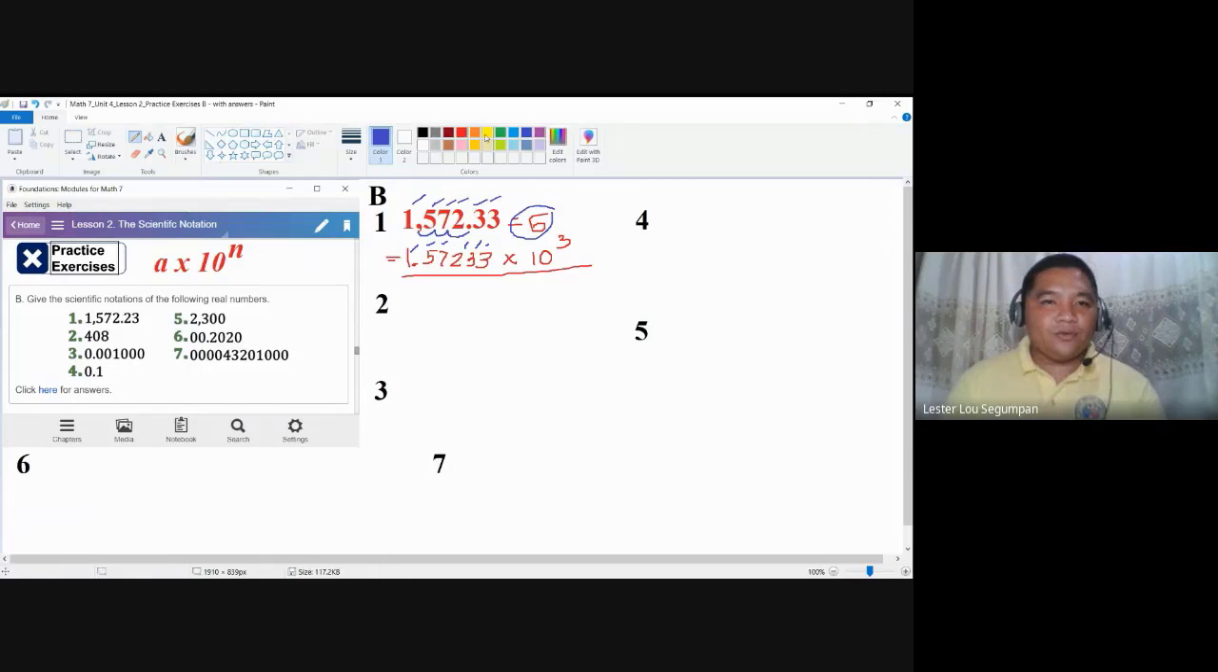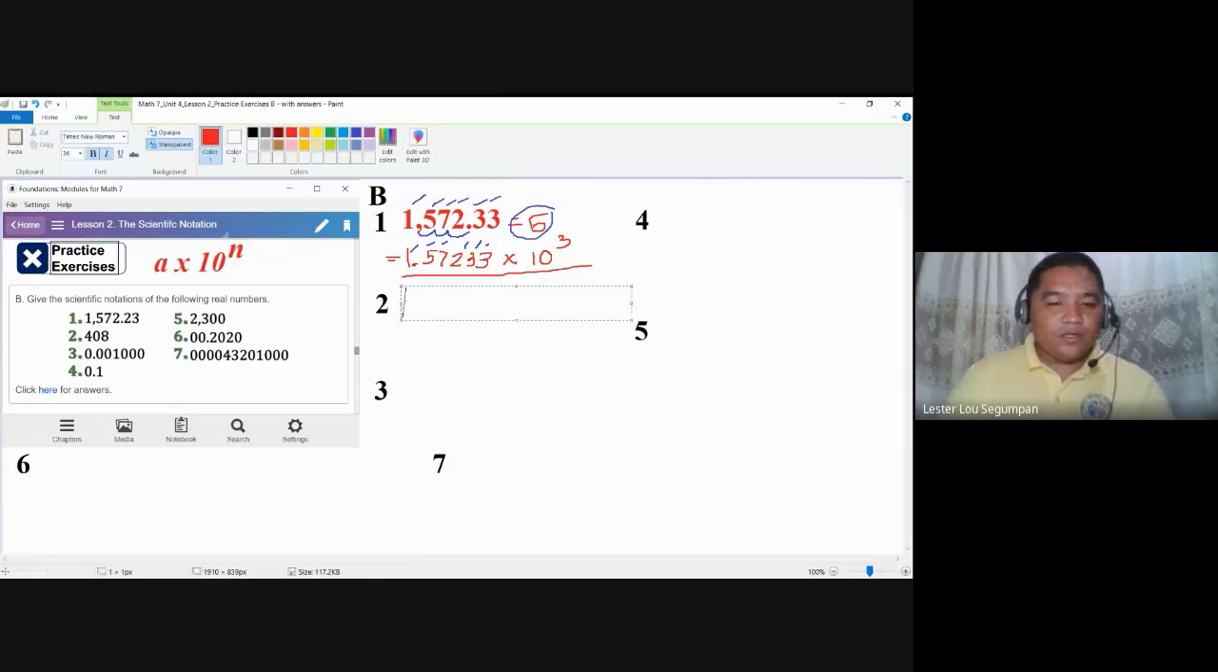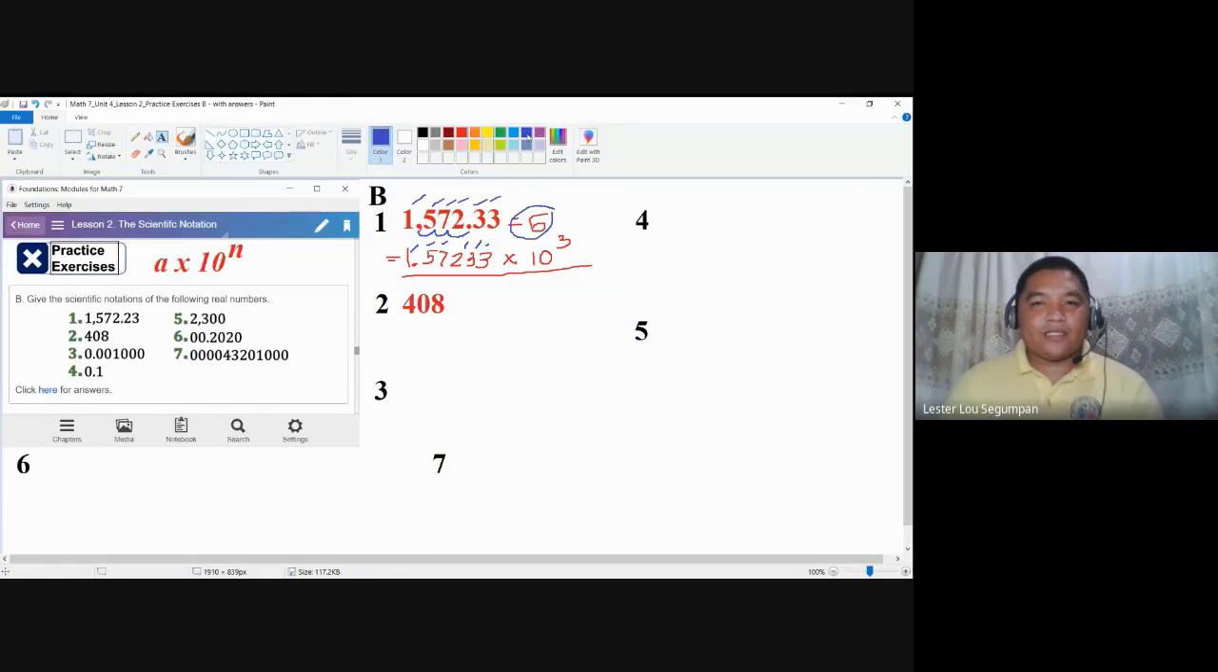So for number two, you have 408. We have three significant digits because again, the zero between 4 and 8 is also counted. So take note that we are going to keep three significant digits when we deal with scientific notation still.